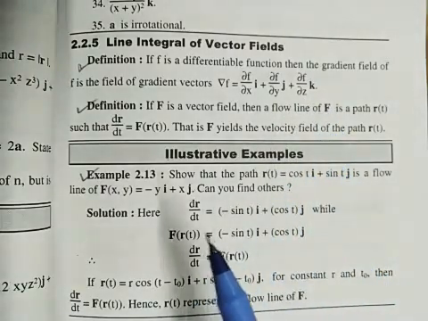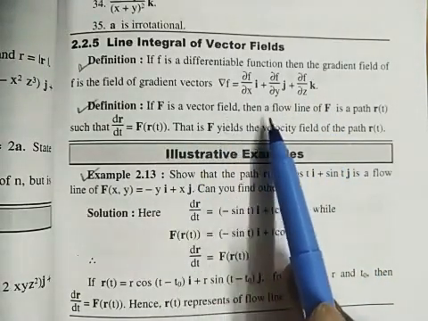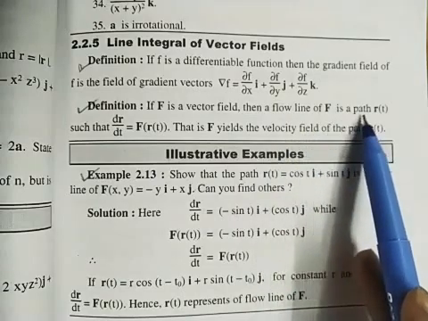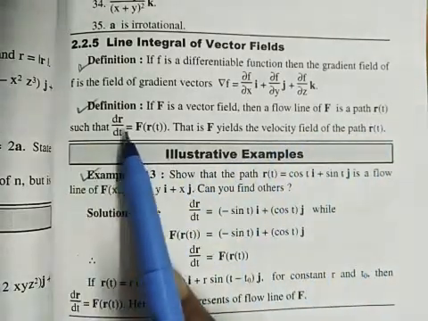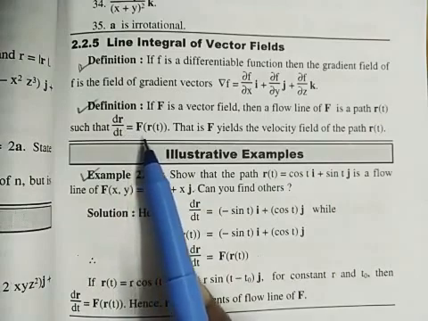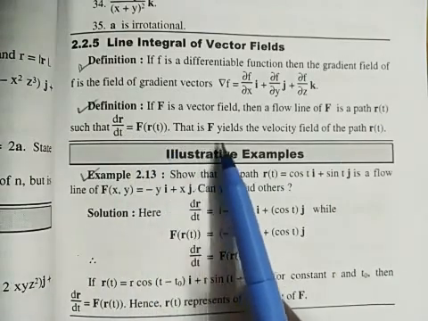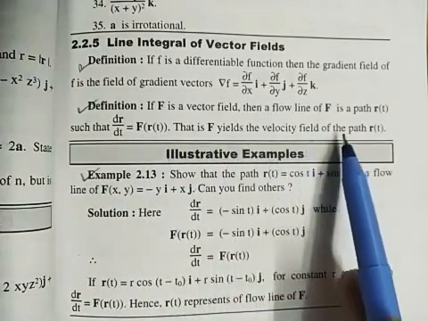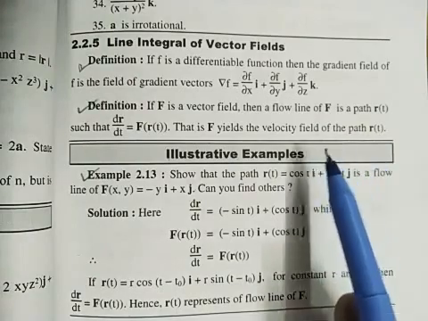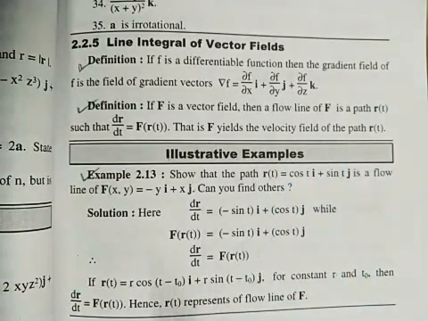Another definition: if F is a vector field, then a flow line of F is a path r(t) such that dr/dt is equal to F of r(t). That is, F yields the velocity field of the path r(t). Now let us solve an example.